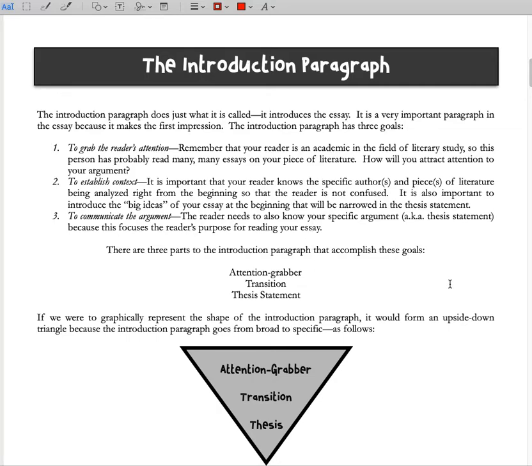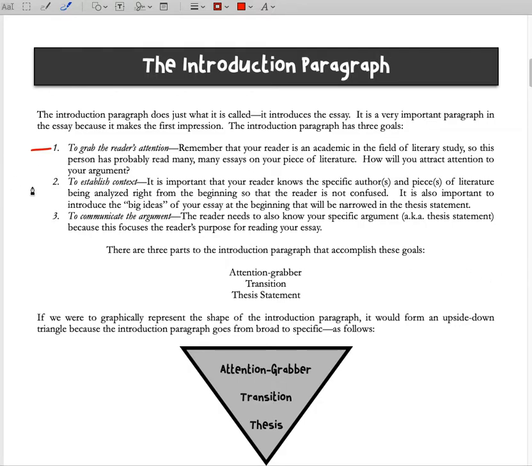The introduction paragraph does just what it is called. It introduces the essay. It is a very important paragraph in the essay because it makes the first impression. Introduction has 3 goals. The first one is to grab the reader's attention. Remember that your reader is an academic in the field of literary study, me. So this person, me, has probably read many, many essays on your piece of literature, and I have. How will you attract attention to your argument?